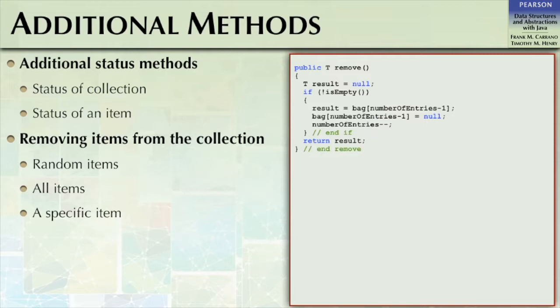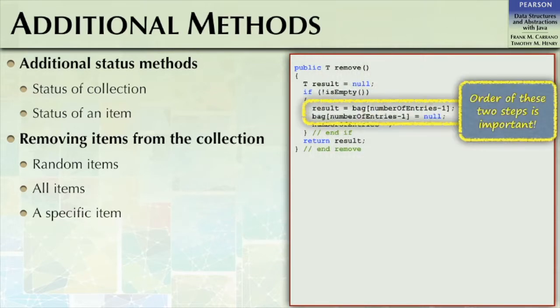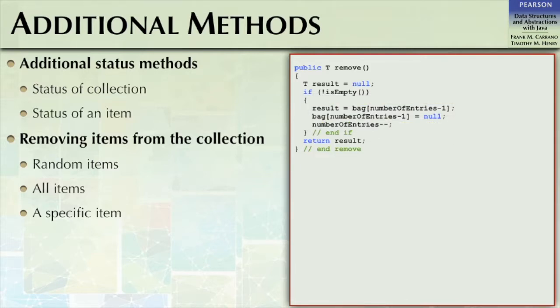If the bag is not empty, we then copy the last entry in the array into result and set the last entry to null. Setting the entry to null is a safety feature to clearly indicate that no item of value is stored in this array element. The order of these two statements is very important. If you set the array entry to null before saving the value in that array entry, you lose the data stored in that array element. After saving the item so we can return it and setting the array entry to null, we have officially removed the entry and can decrement numberOfEntries to reflect this.